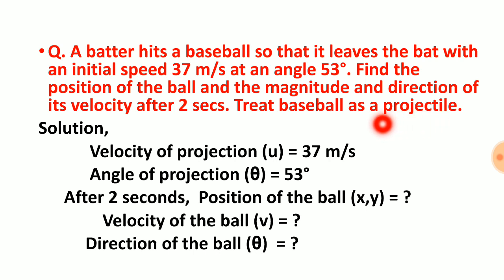Before solving this question you should know the derivation of projectile motion, the basic concept of projectile motion that we already discussed in the previous video. Now the velocity of projection is 37 meter per second and the angle of projection is 53 degrees, and this question is asking us to find the position of the ball after 2 seconds, the velocity of the ball after 2 seconds and the direction of the ball after 2 seconds. So after 2 seconds we need to find position, velocity and direction of the ball.